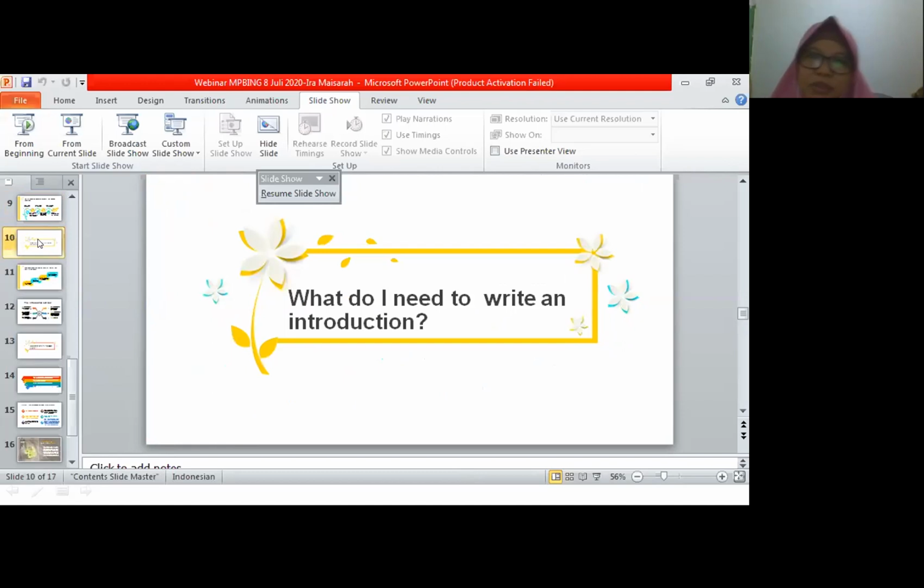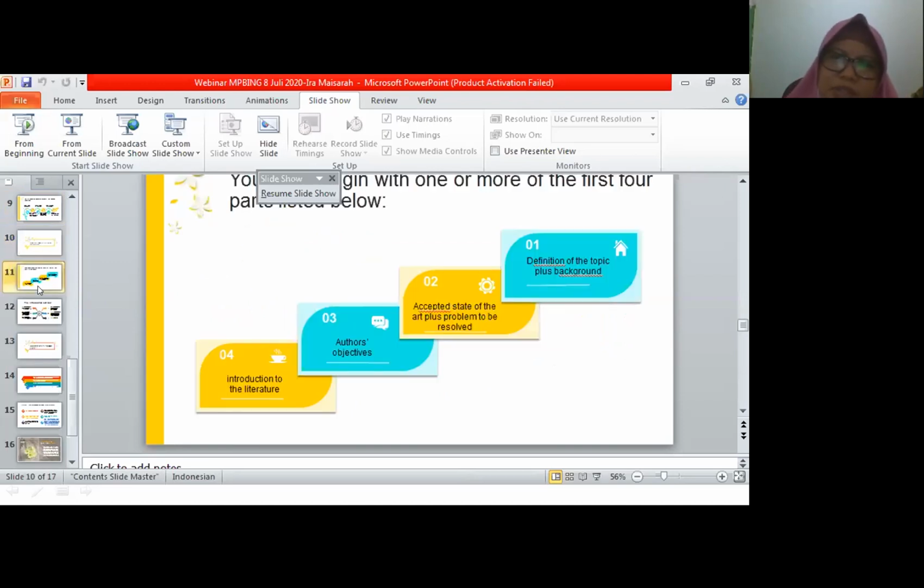So we come to what I need to write an introduction. It is very simple. There are four steps that we can follow to write a good introduction. The first, we can give definitions, or set out the state of the art for the problem to be resolved, and also we can set the author's objective.